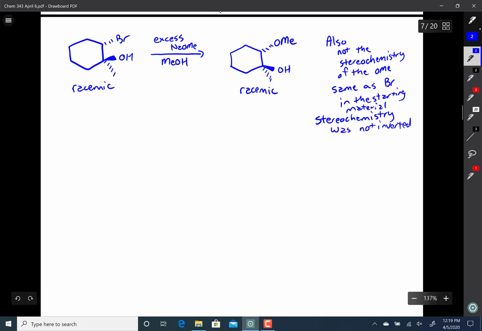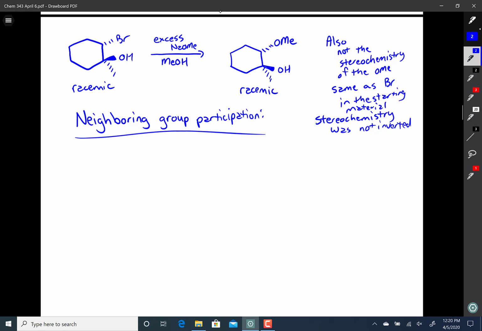This is an example of neighboring group participation. You get this neighboring group participation when the beta carbon has a nucleophilic lone pair.